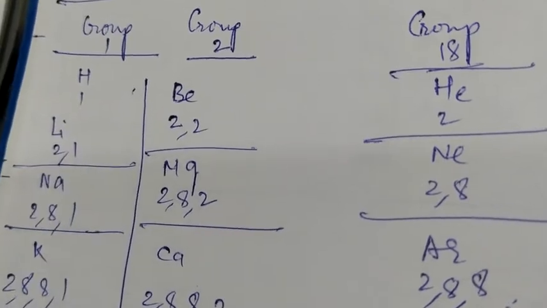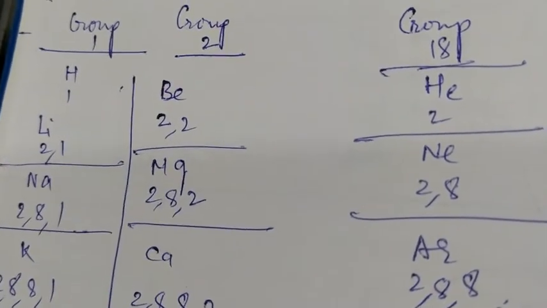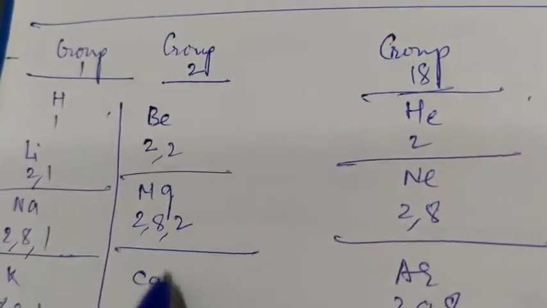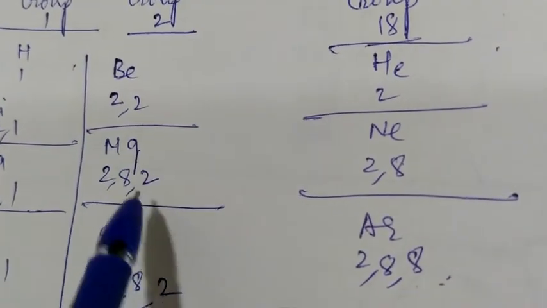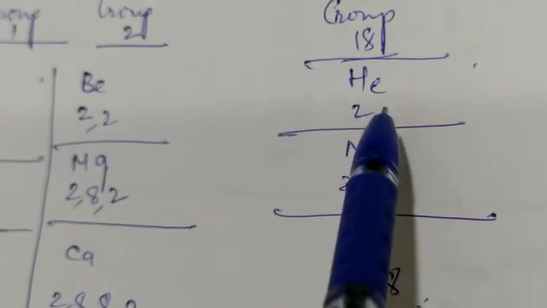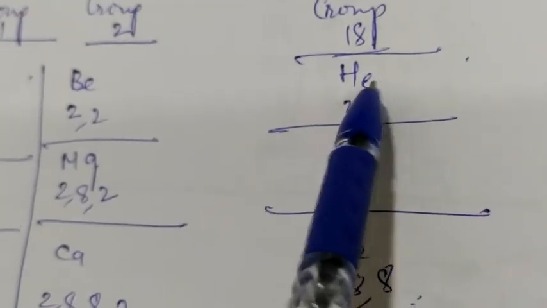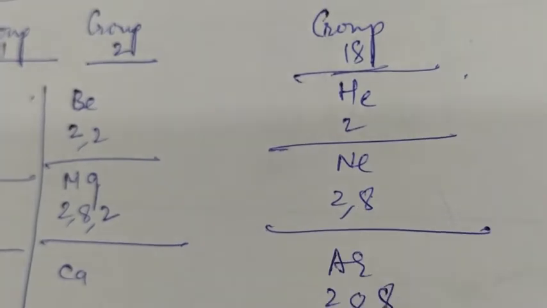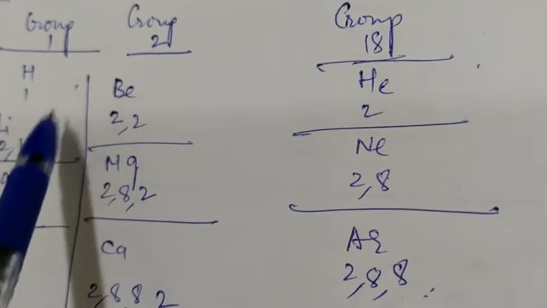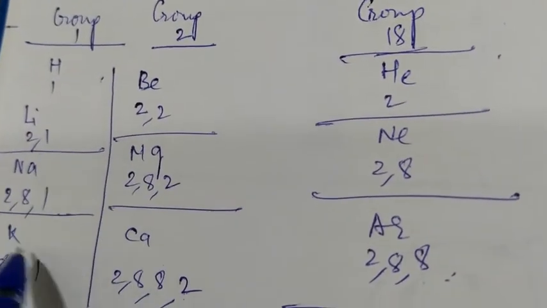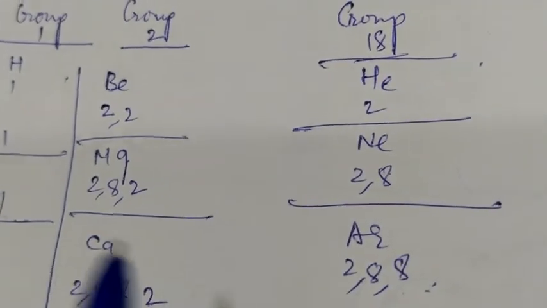So as we move from top to bottom in the group, one shell goes on increasing. Similarly here, you see 2 shells, or orbits, then 3 orbits, 4 orbits. Here 1 orbit, 1 shell, or 2 shells and 3 shells. So this is the speciality of the group: when we move from top to bottom, one shell goes on increasing. Okay, now next you see atomic size is given.